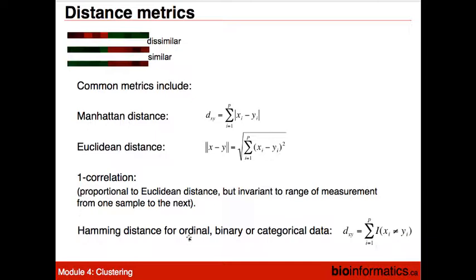And there's something that's called a Hamming distance, which we need for ordinal, binary, or categorical data, i.e. not the kind of real value data that we normally use. And that's just the sum over all identical elements. So a Hamming distance of, say, 5 elements or of 5 dimensions is 5 if all 5 dimensions are equal, or is 3 if 3 of the 5 dimensions are equal, and so on.